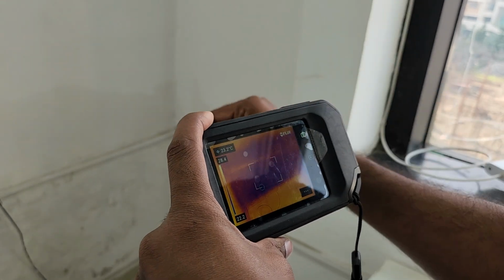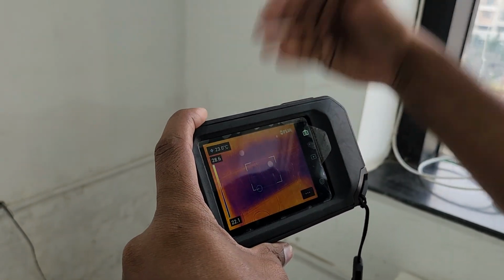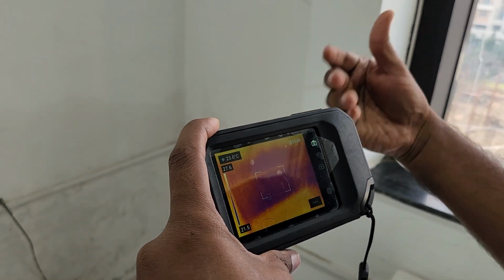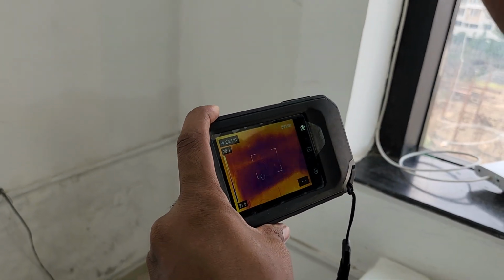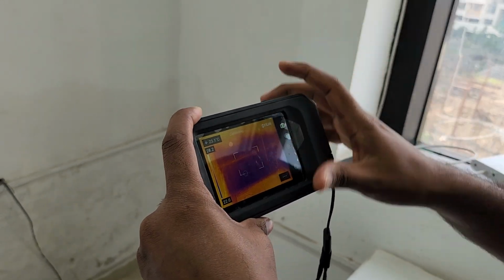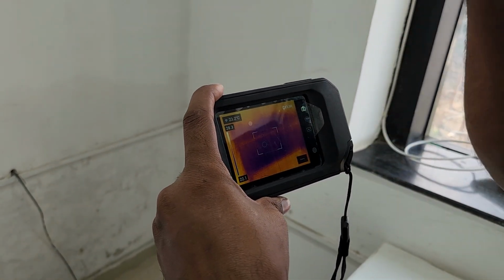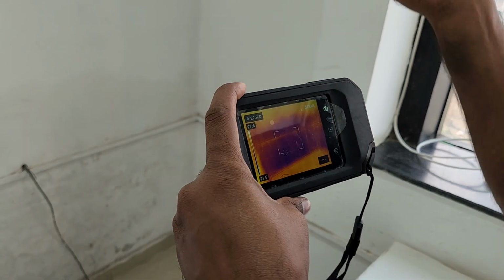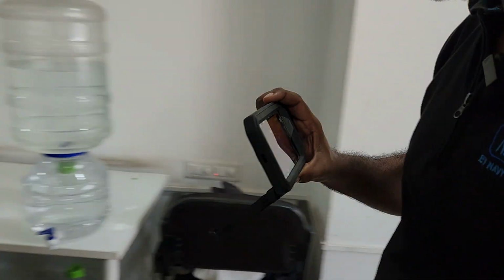So they can dig out, they can break this wall and find out what the reason is, whether there are plumbing lines or some sewage lines. Whatever the cause of the water source, or whether it is seeping from the building, we need to identify that. So this is the best solution. We will again go and see if we can find something from outside of the building. So let's go outside, we will see.